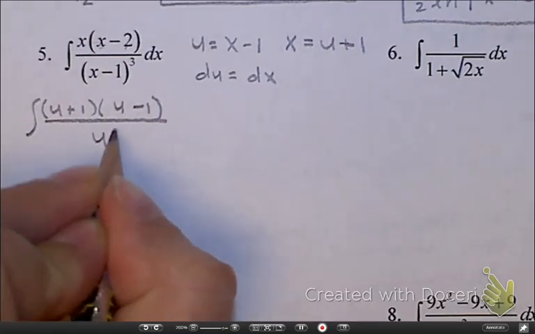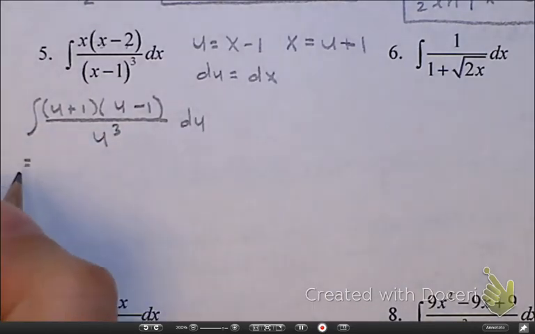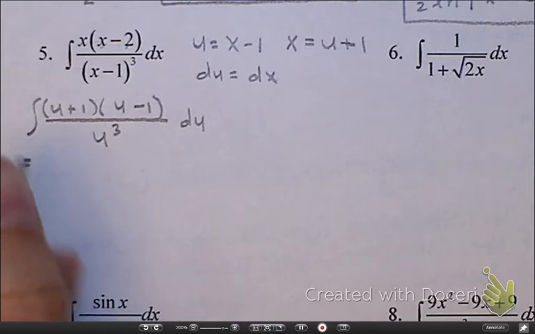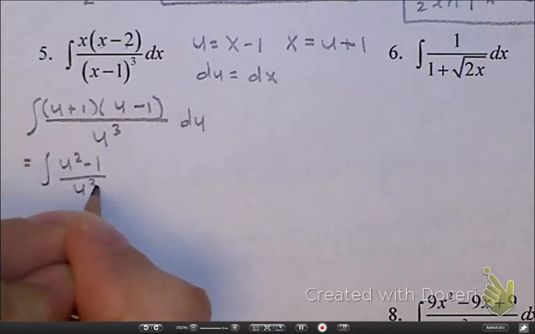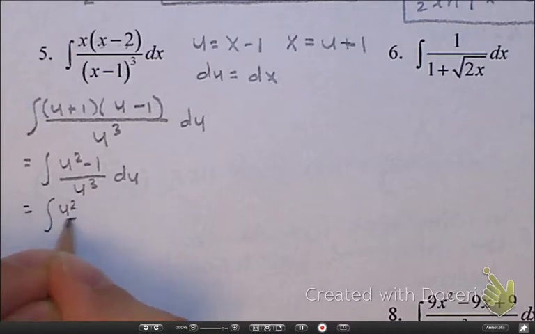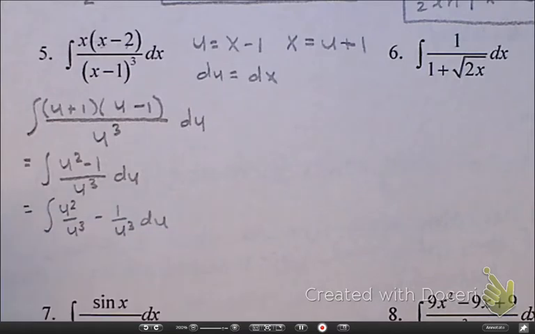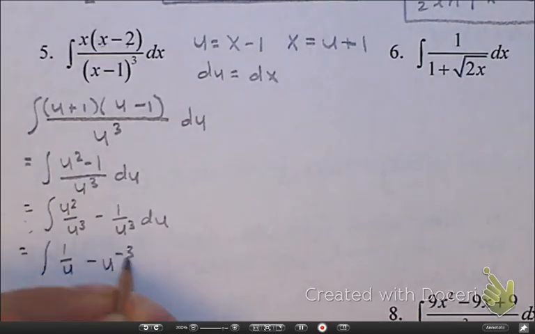And then this would be u cubed down here, du. So if I multiply out the top, I get u squared minus 1 over u cubed du. And I can split up that fraction into two separate fractions. So I have u squared over u cubed minus 1 over u cubed du. So the first integral simplifies to 1 over u. The second integral is minus u to the negative 3 du.